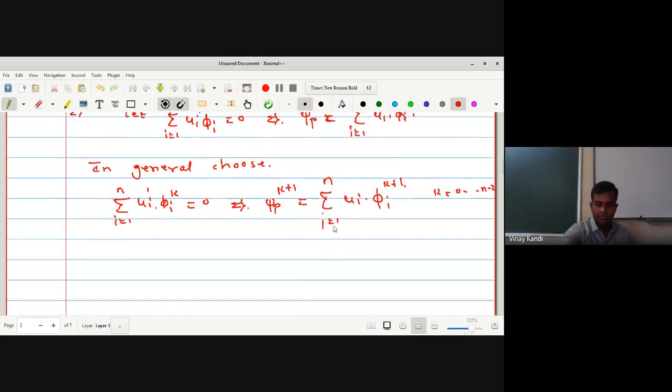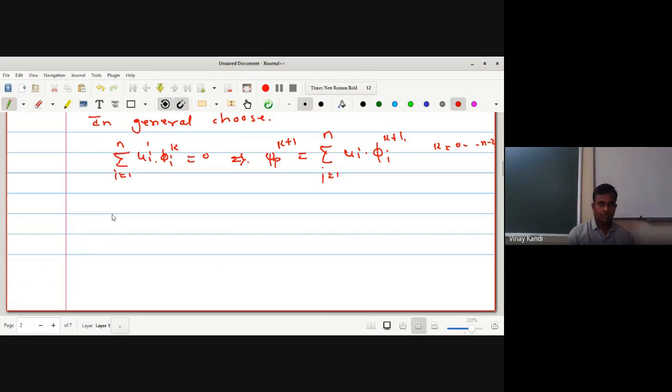So here we get psi p raised to n is equal to summation i running from 1 to n of ui dash into phi i raised to n minus 1, plus summation i running from 1 to n of ui into phi i raised to n. Okay, any doubt?